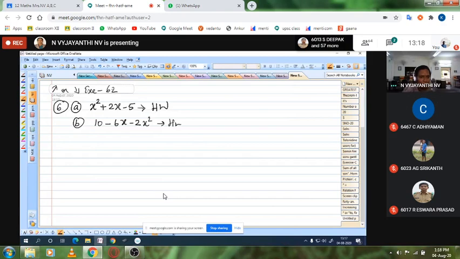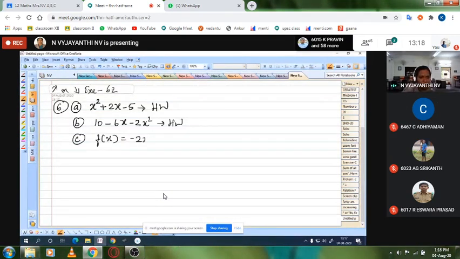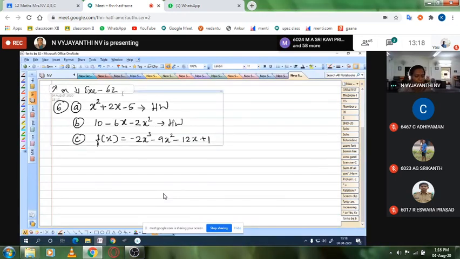So for this sub-division, we have f of x equal to minus 2x cube minus 9x square minus 12x plus 1. So let us solve this one.